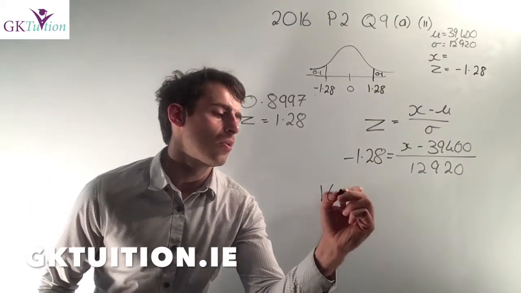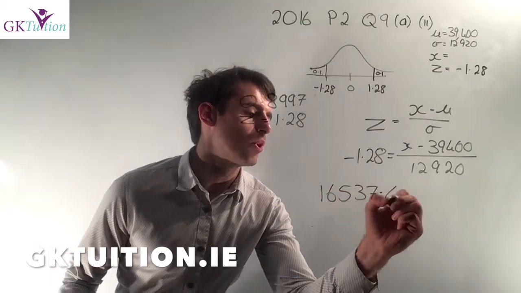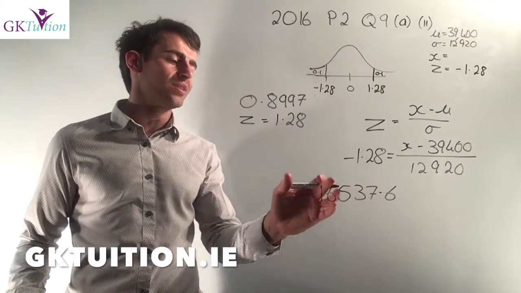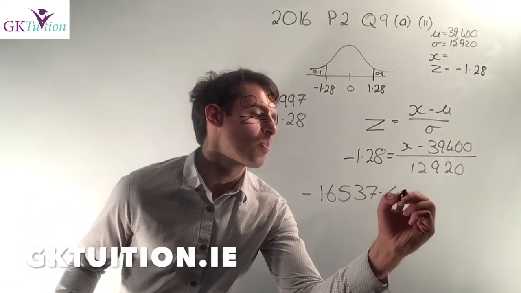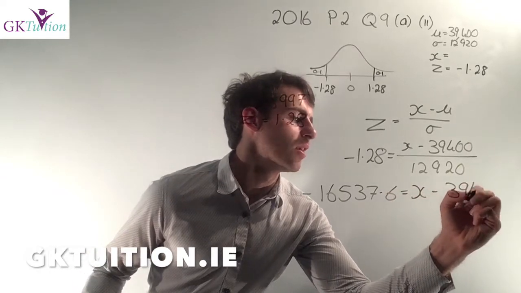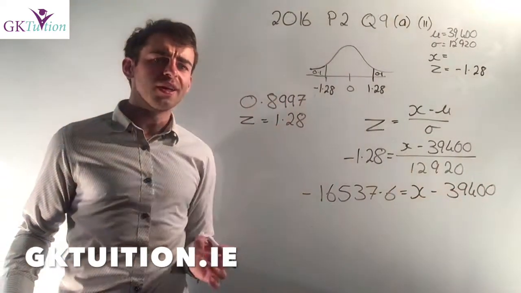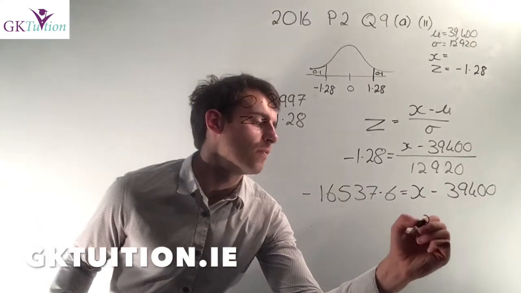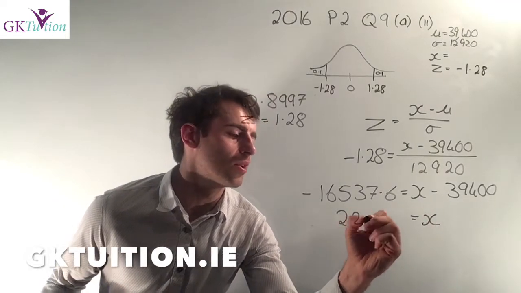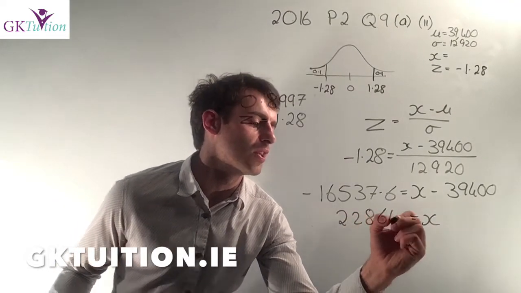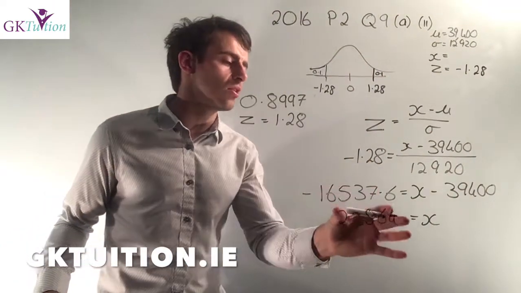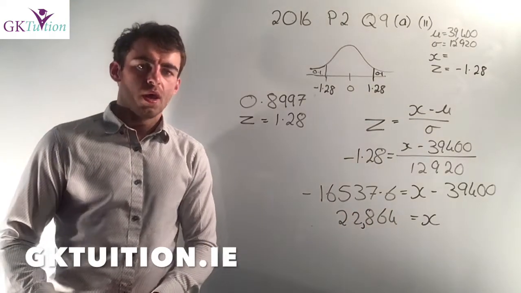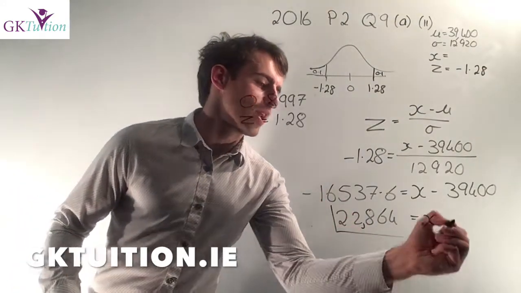And if we do that, we get minus 16,537.6. So minus 1.28 by 12,920 is minus 16,537.6, which is equal to x minus 39,400. So clearly if I want to get x on its own, I'm going to add 39,400 to both sides. And if I do that, I end up with x is equal to 22,864. It asks me to leave it to the nearest euro, so if I round that off to the nearest euro, it's 22,864. So that's my final answer in this case.